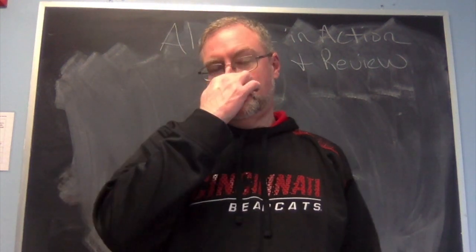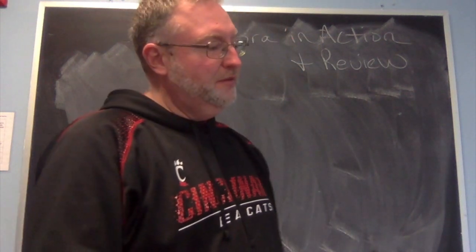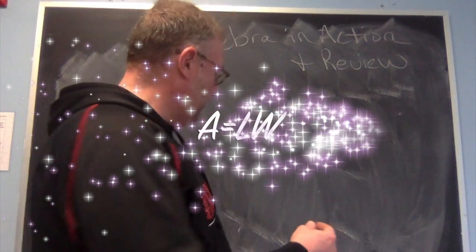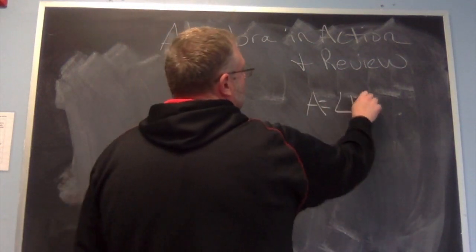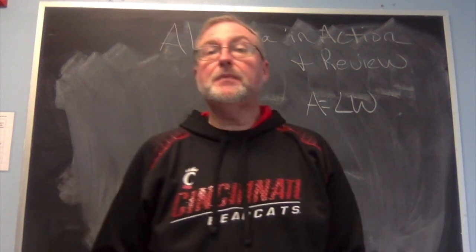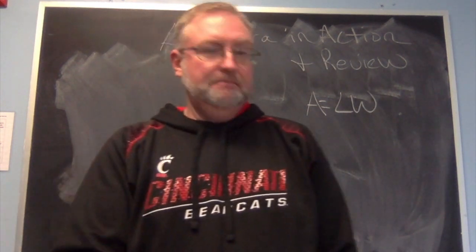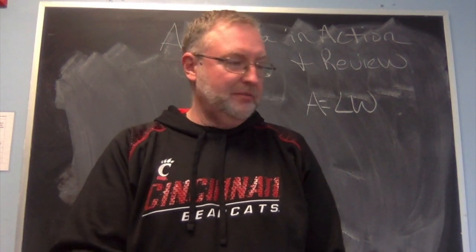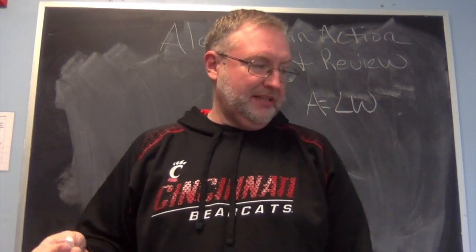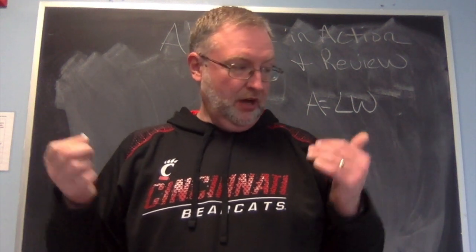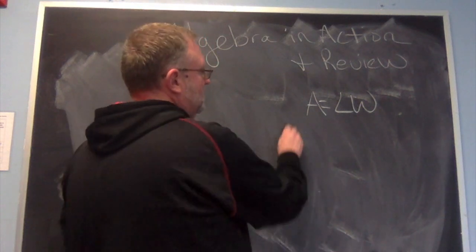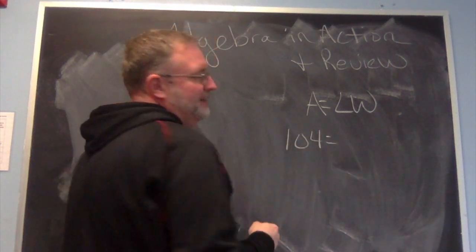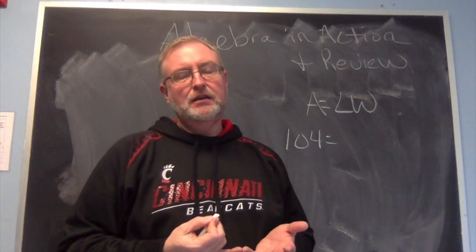Now, first of all, I'd have to ask you, what is the area of a rectangle? The formula for the area of a rectangle is, anyone want to write on the board? Area equals length times width. So length times width is that area. And so we are able to solve this now. It says the area of the rectangle is 104 square feet. So we know that it equals 104. That is the area of this rectangle.